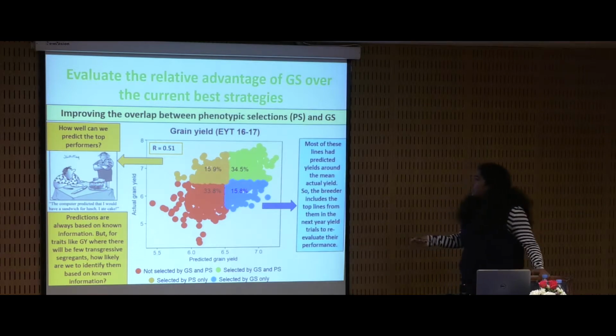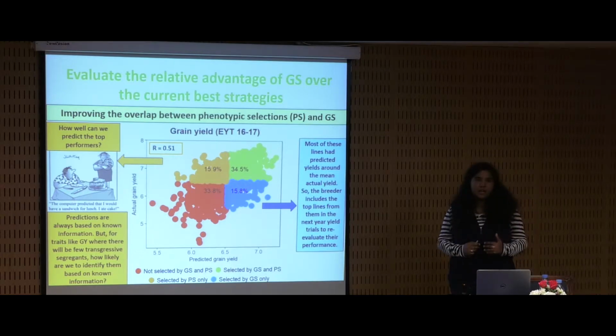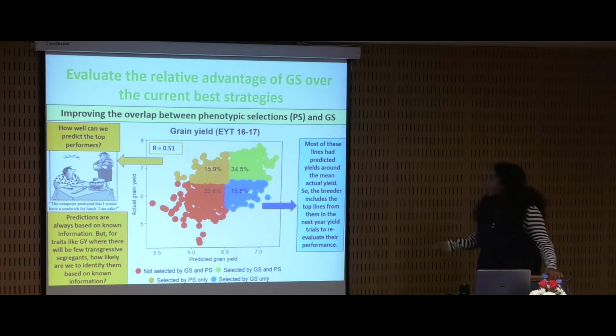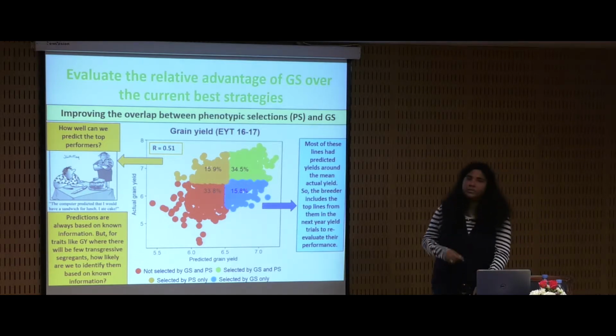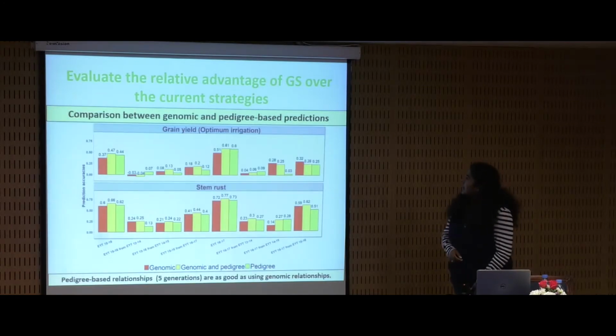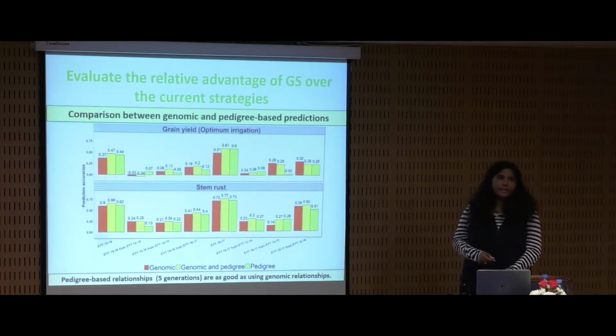And so currently what the breeder does is he takes this portion, which is lines that are selected by genomic selection as well, that are known to have high breeding values, but the phenotype was not that great. So currently the breeder gives it another chance. He includes them in the next year yield trials and reevaluates that performance to see if that goes well. And so the next thing we did, yes?